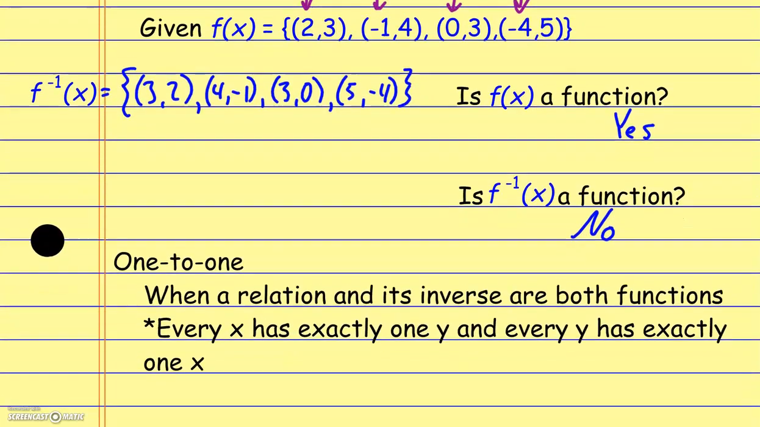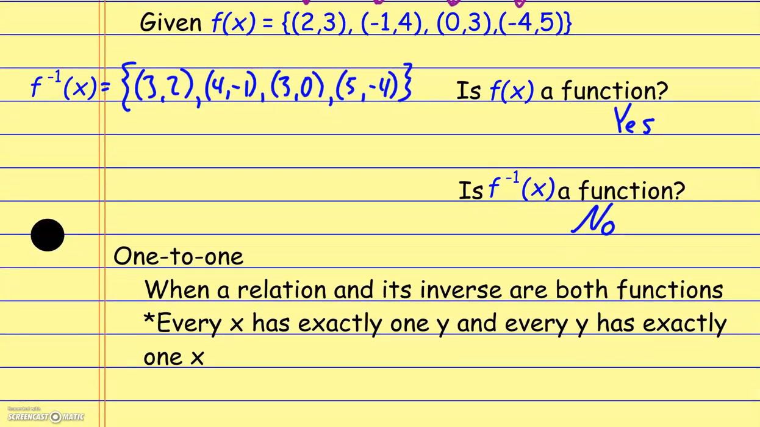And that leads us to this definition, a one-to-one function. A one-to-one function is essentially a relation where the relation and its inverse are both functions. So if the original is a function and the inverse is a function, then I'm dealing with a one-to-one function. And this is kind of a natural progression.